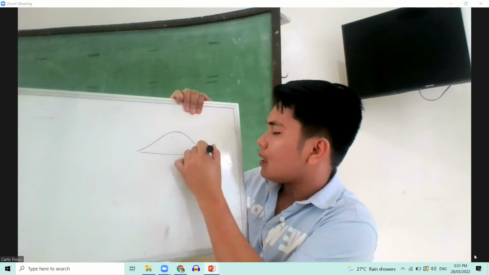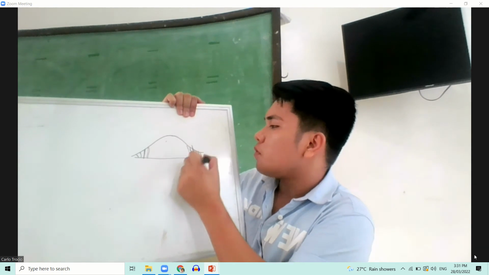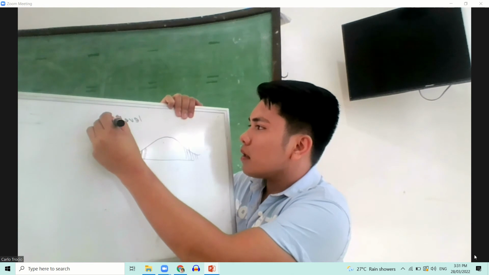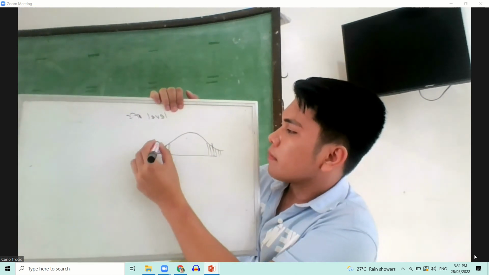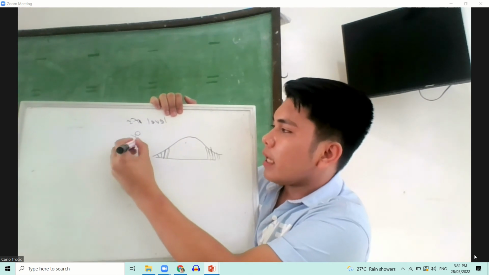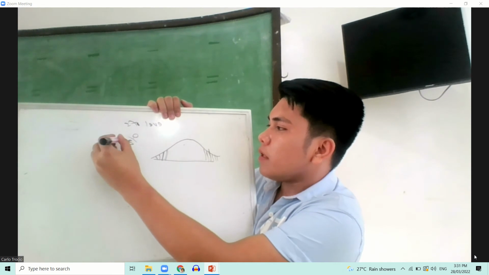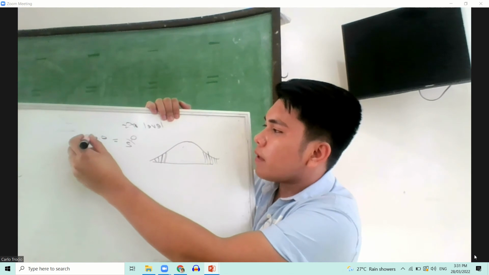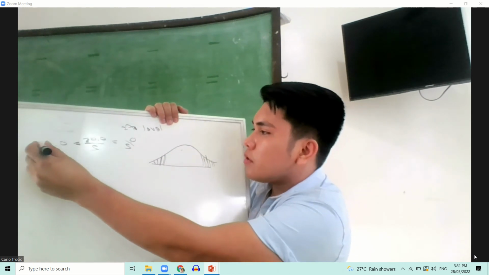Two-tailed test, two-tailed test. Shaded region here, shaded region here. Since we have a 5% level of significance, you are going to divide it. You know the symbol already, alpha over 2. You know that the level of significance is 5%, so we have 0.05 divided by 2, which is 0.025.